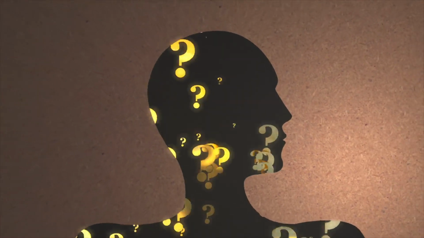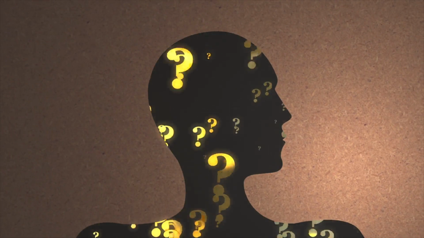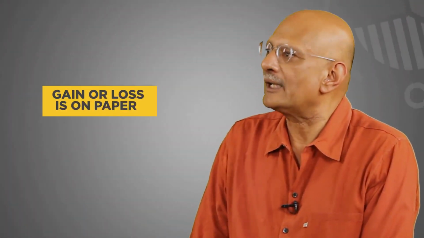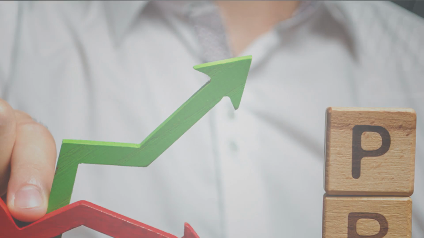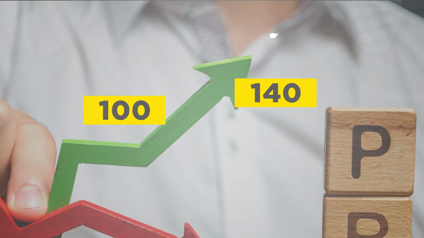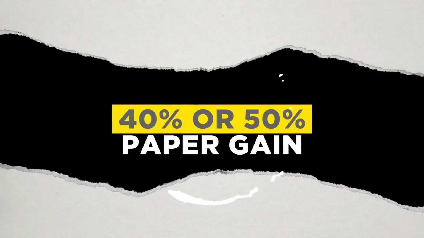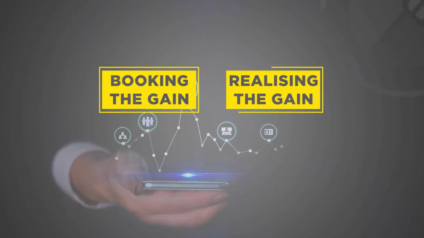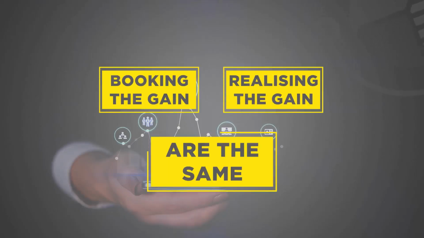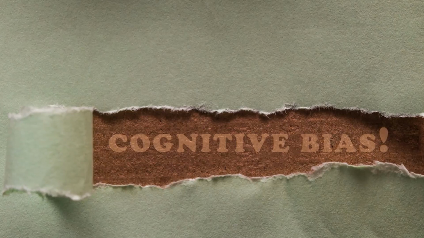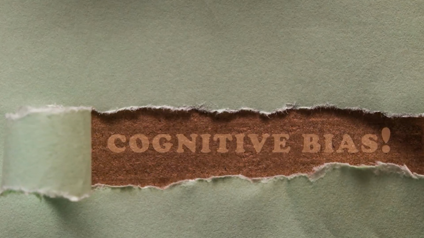But before I say that, let me also say, just to set the stage, you haven't taken the loss yet, you haven't realized a gain yet, it's on paper. What paper simply means is that something you bought for 100 has now gone up to say 140 or 150, you're sitting on a 40% or 50% paper gain. Until you book the gain, it is still on paper. Booking the gain and realizing the gain are two ways of saying the same thing. So let's continue next on how the cognitive bias might work for you or against you.